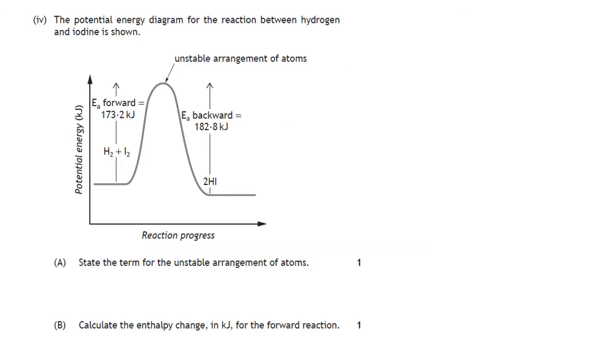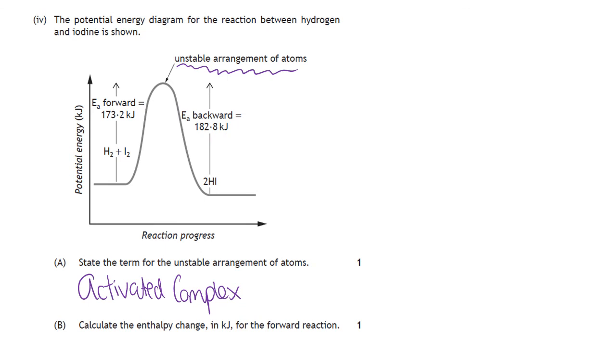Final set of questions we had was again related to the potential energy diagrams, but this one is more problem solving. So the first question is unstable arrangement of atoms, and it's pointing to the tallest part of that graph. So the tallest part of that graph is always our activated complex.